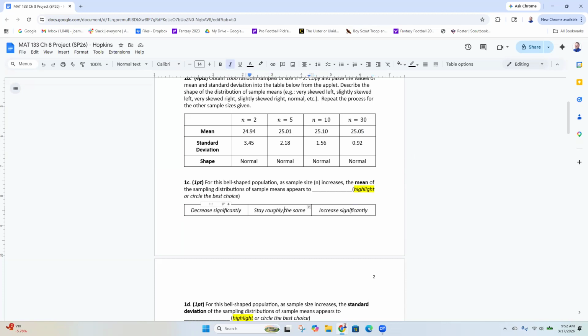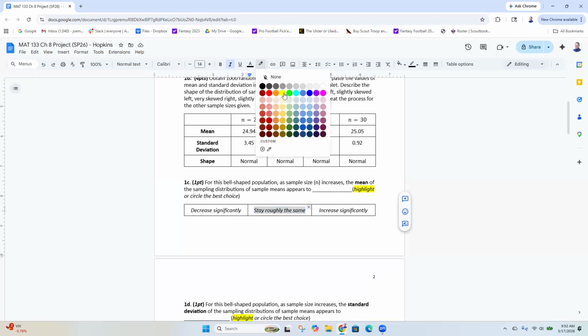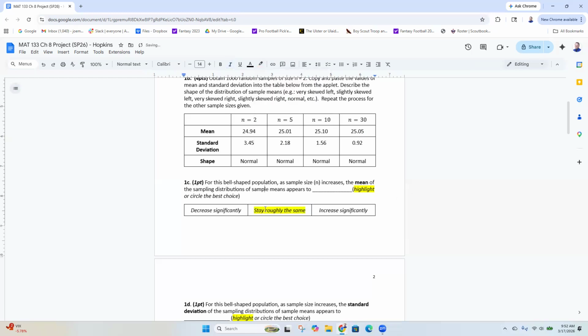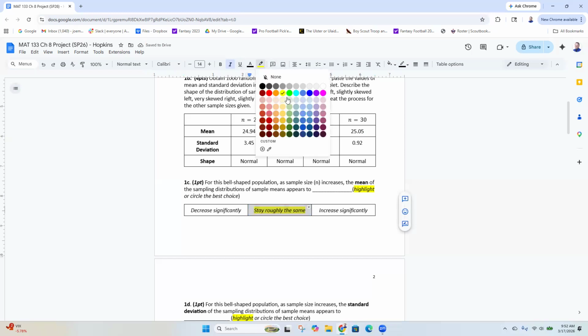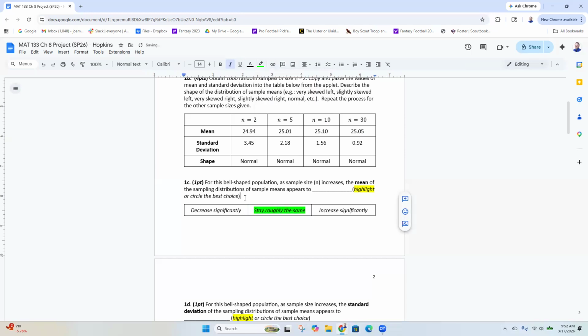Take a look at your means. What do you think the answer is for 1C? Are they going up? They're going down? Staying the same. Yeah. Caleb says the same. I agree. So, I don't have a way to circle this, so I'm just going to highlight it in yellow, or you can do a fancy color if you want. Oh, today is St. Patrick's Day. I'm doing green, guys.